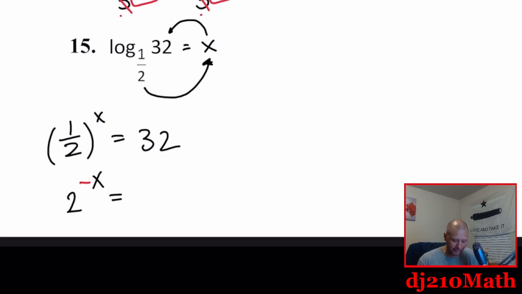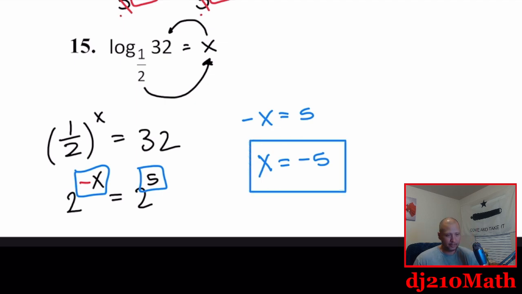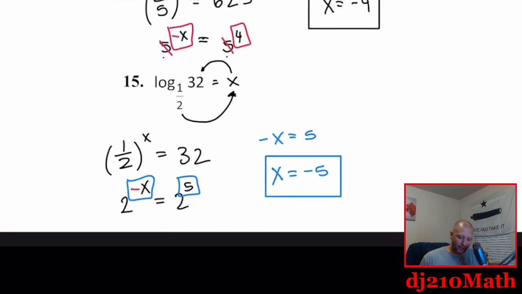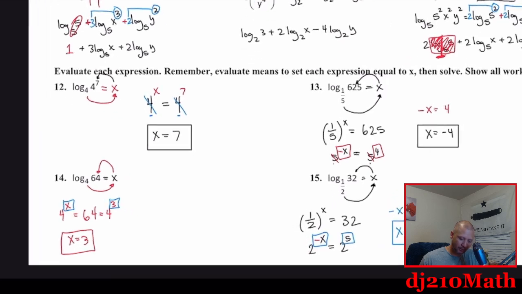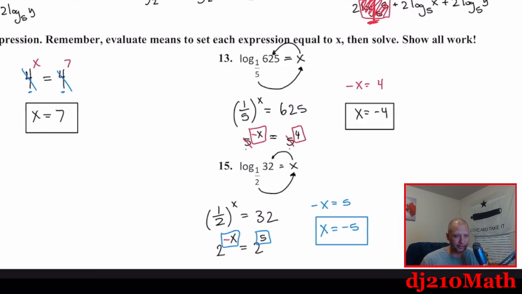We need to write 32 as a base 2. Again, I promise this will work out. So 2 times 2 is 4, times 2 is 8, times 2 is 16, times 2 is 32. So 5. And we see that negative x is equal to 5. Therefore, x is equal to negative 5. All right. So when you're evaluating, if they say to evaluate, you set each expression equal to x and then just rearrange.